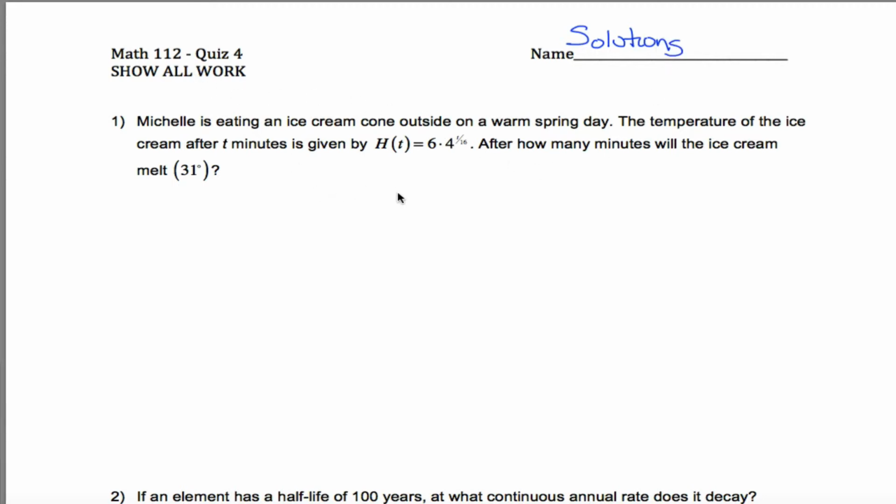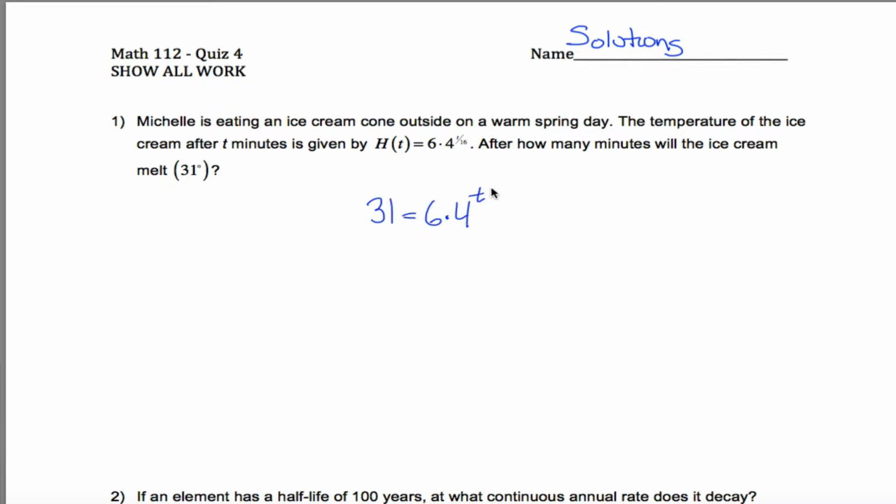Solutions for quiz 4 for math 112. On this first problem, we are told that the temperature of ice cream is given by this equation right here, specifically the temperature of ice cream after t minutes. We are asked to solve for t, how long it'll take for the ice cream to be 31 degrees. So the temperature, the h right here, is 31.